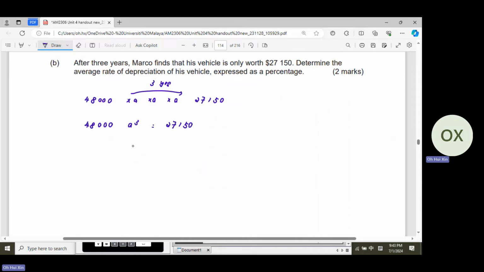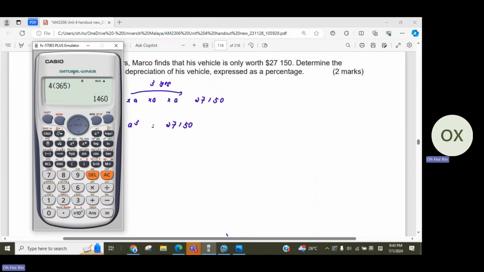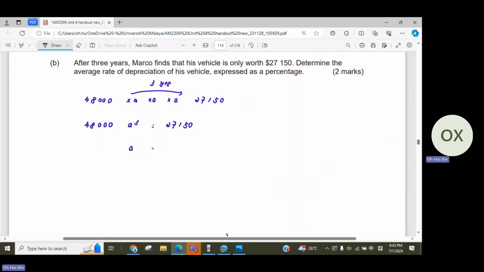From that, you should be able to solve it, and you can just use your normal calculator. So you have 27,150 over 48,000. That's the value. And let's say you want to solve the cube, then it should be the cube root. So the cube root of the answer is the value that you get. So the A here is given as 0.827.